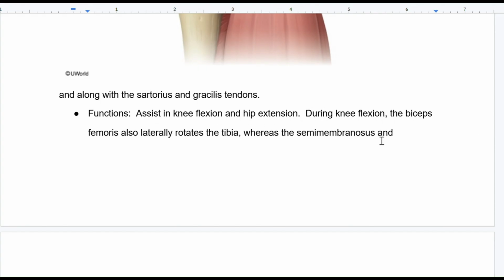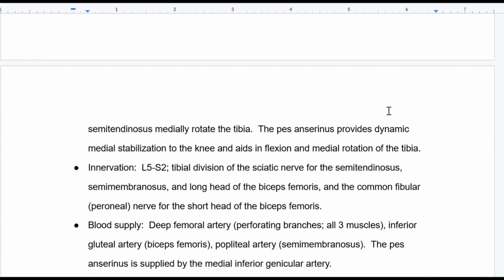During knee flexion, the biceps femoris also laterally rotates the tibia, whereas the semimembranosus and semitendinosus medially rotate the tibia. The pes anserinus provides dynamic medial stabilization to the knee and aids in flexion and medial rotation of the tibia.